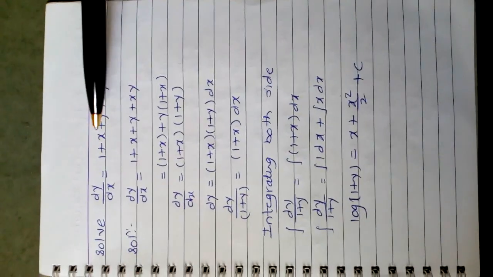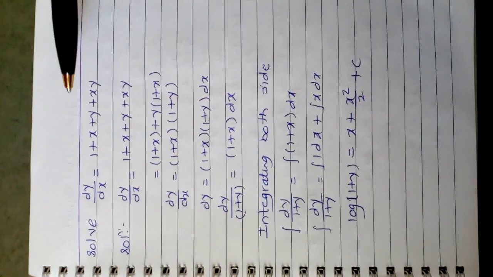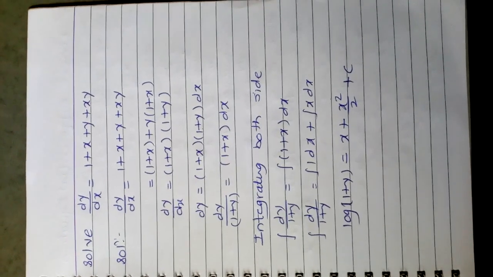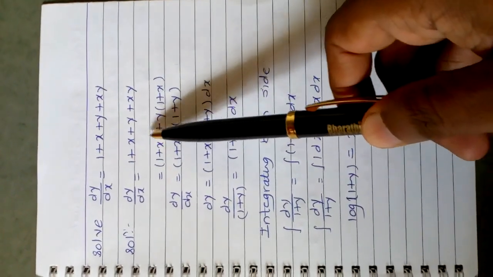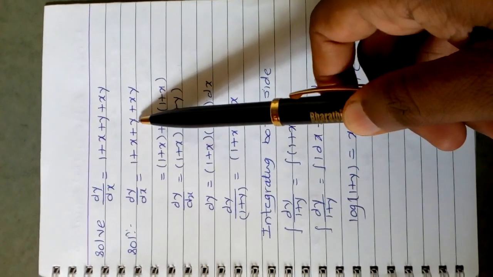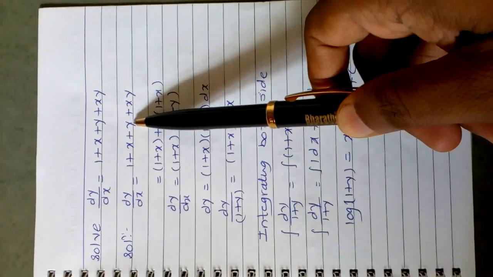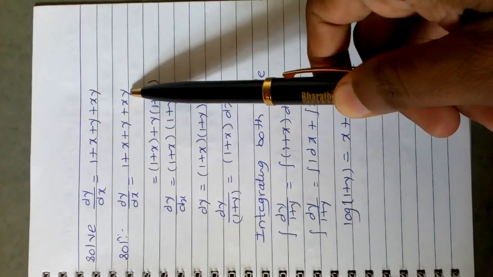Again, let us see one more example. Solve 1 + dy upon dx equals 1 + x + y + xy. We have to solve this equation by the variable separable method. Consider the first two terms, 1 + x, put in that bracket, plus the second two terms. From those two terms we can take y as common. Therefore if you take y common, the remaining term is 1, plus here we take y common, the remaining term is x.